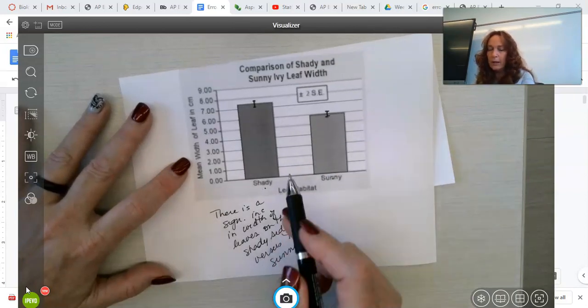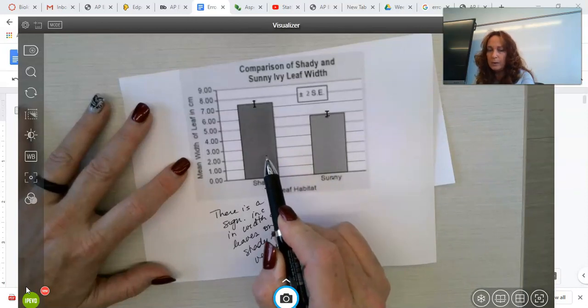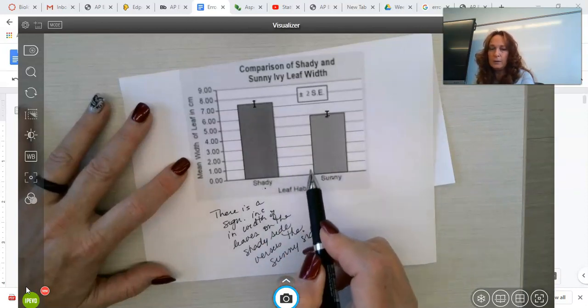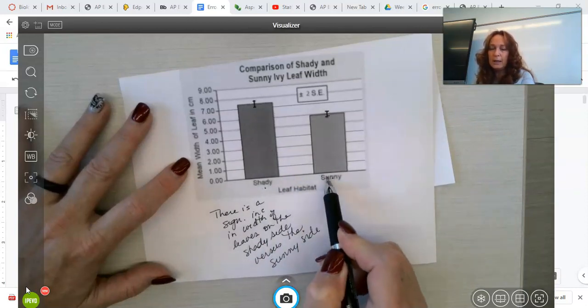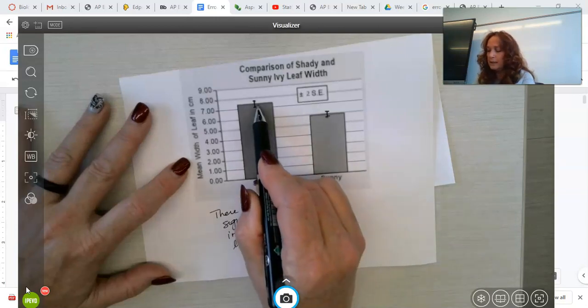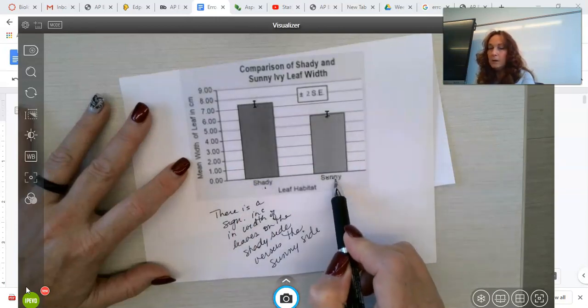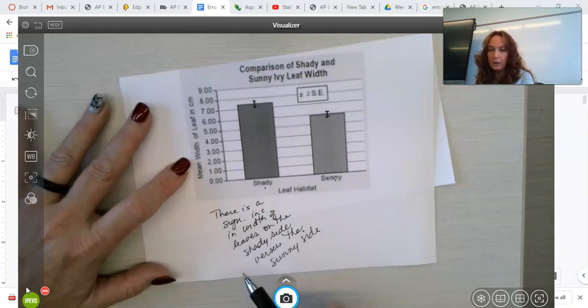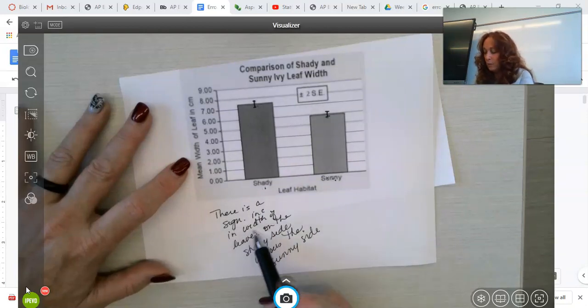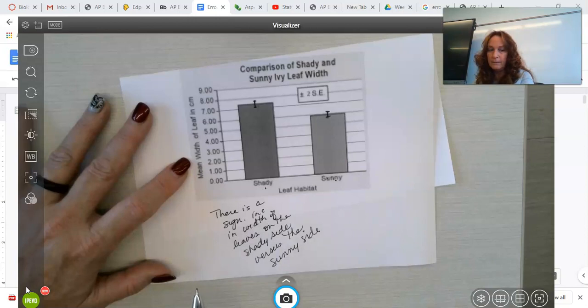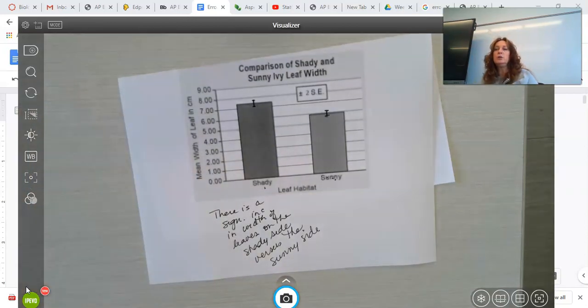It's because they do not overlap. They don't belong to the same group, which means they're different. So there's a difference in shady and sunny. Well, what's the difference? The shady's higher than sunny. How much? Significantly higher. Higher, what did you measure? The width of the leaves. So that's actually doing it.